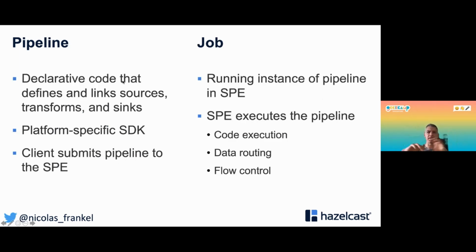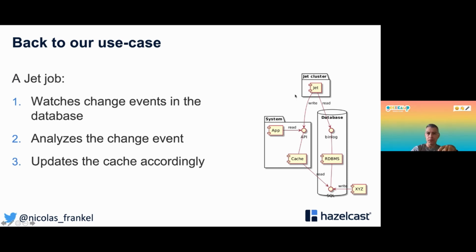It's based on general streaming concepts, but here the name is a pipeline. A pipeline is declarative code, and you send this pipeline to the stream processing engine, and it becomes a job, and it's Jet's job to distribute it all over the network. So getting back to our use case, we can deploy a Jet job that will read the bin log from the database, and every time there is a change, it will refresh the cache. Now you have this component that is writing, we don't care about it, it will be captured in this bin log, and the cache will be refreshed every time.